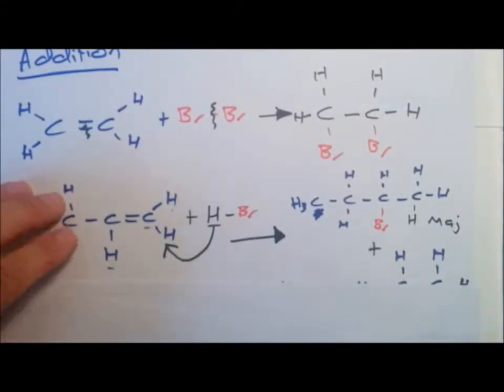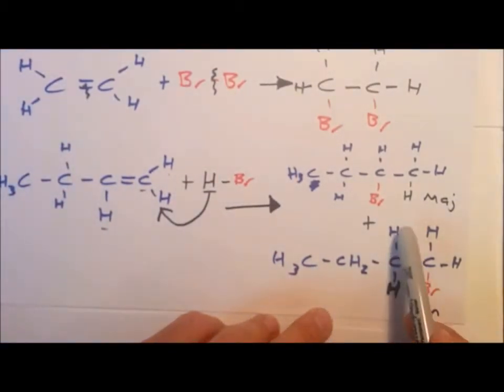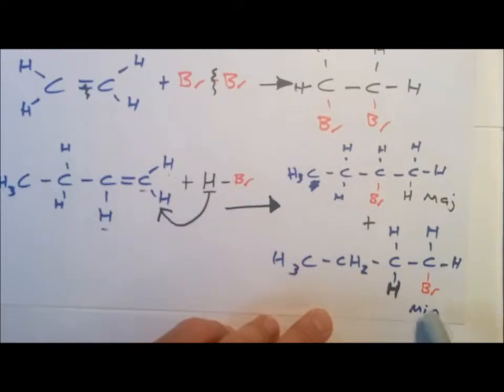We also get a minor product, where the hydrogen went to the carbon with the least amount of hydrogens already. So now it has two, where before it only had one, and the bromine goes to the other side, and that is the minor product.